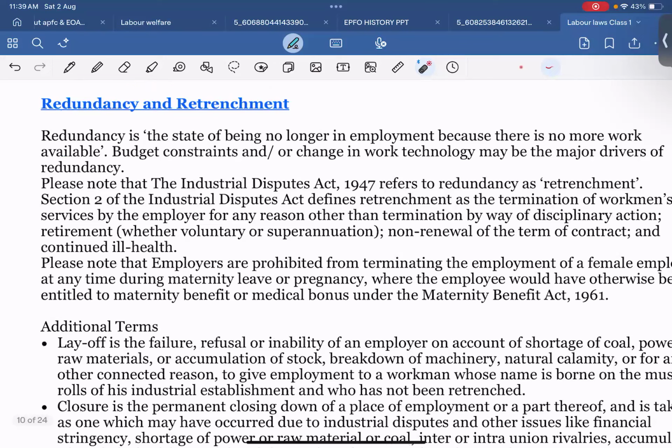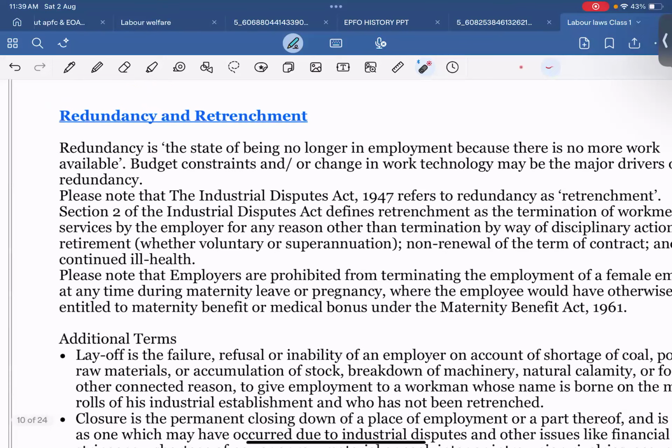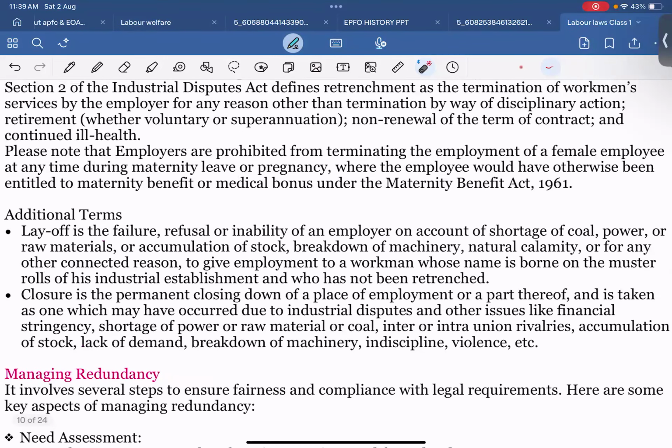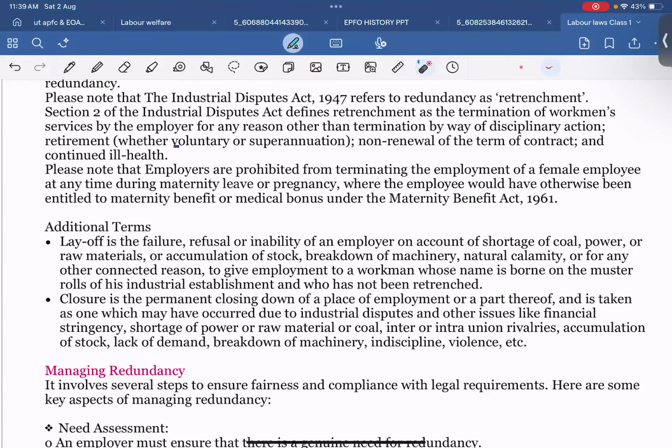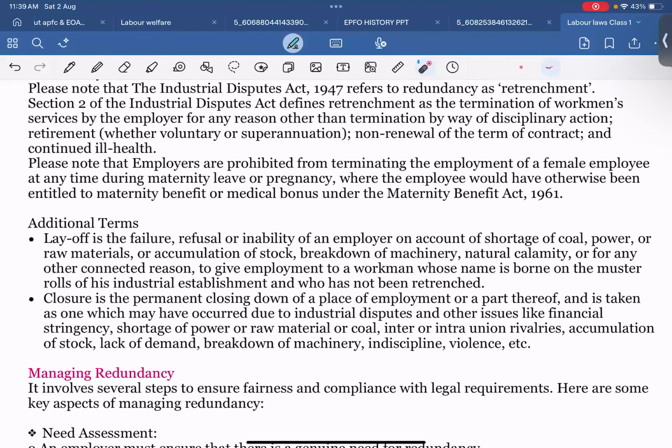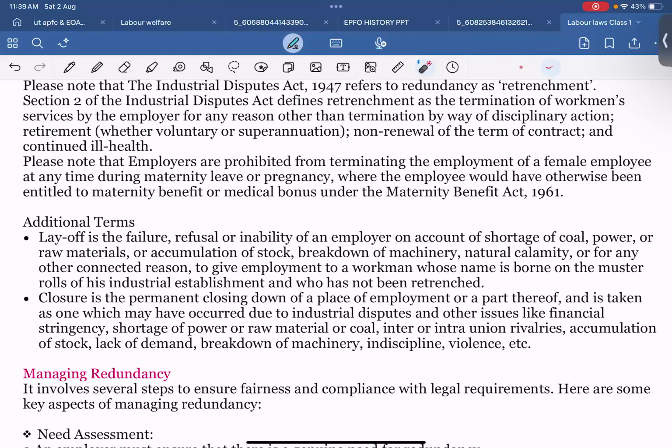Please note that employers are prohibited from terminating the employment of a female employee at any time during maternity leave or pregnancy, where the employee would have otherwise been entitled to maternity benefits or medical bonus under the Maternity Benefit Act 1961.